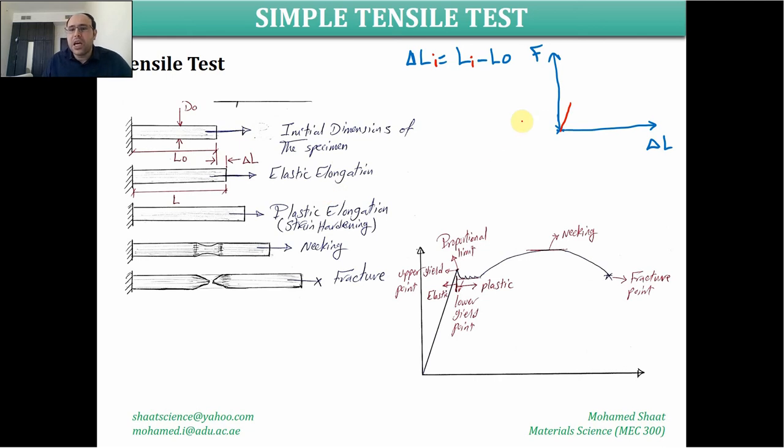What does this mean? It means that, for example, if we keep on increasing the force, the elongation will keep on increasing linearly in relation to the force. It means that the relation between the force and the elongation within the material is going to be a linear relation. It's going to be shown as a straight line in the force elongation diagram or curve. Make sense?